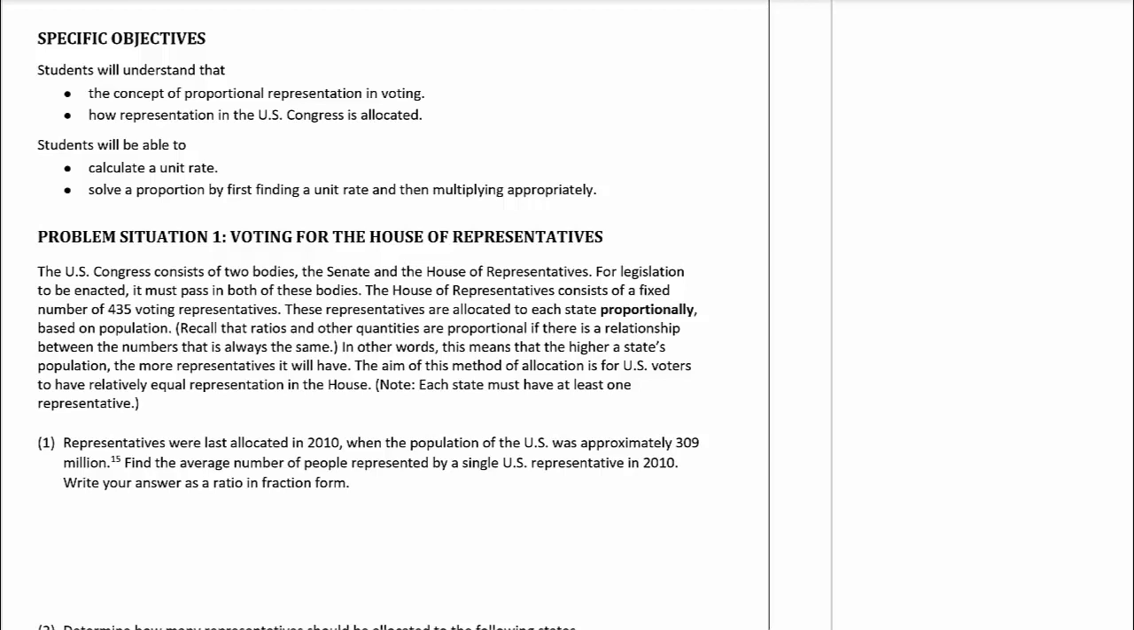Voting for the House of Representatives. The United States Congress consists of two bodies, the Senate and the House of Representatives. For legislation to be enacted, it must pass in both of these bodies. The House of Representatives consists of a fixed number of 435 voting representatives. These representatives are all allocated to each state proportionally. I'm going to highlight that term because that's what we're going to be looking at in this lesson. And it's allocated based on population.